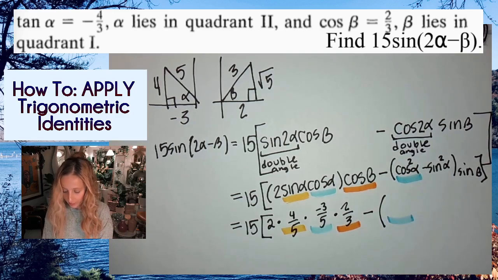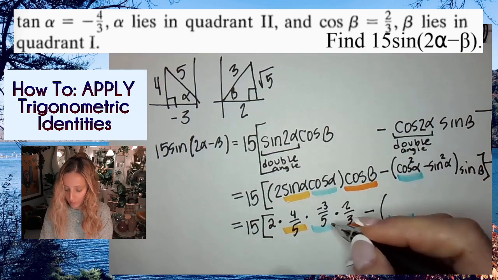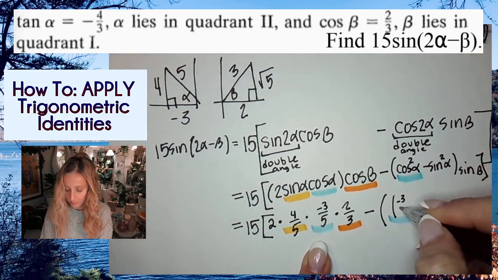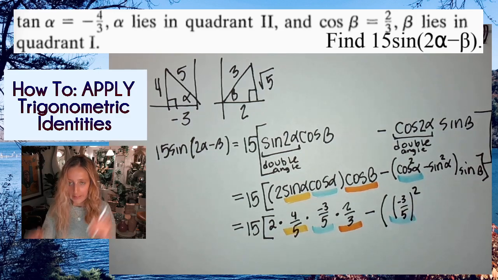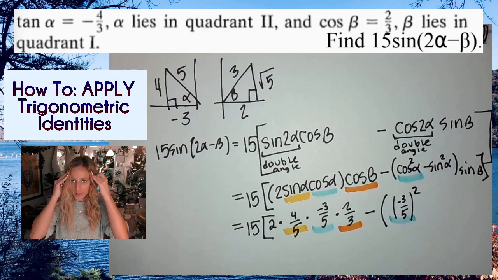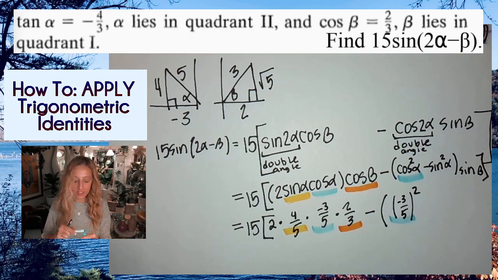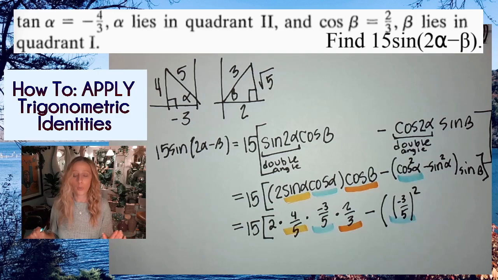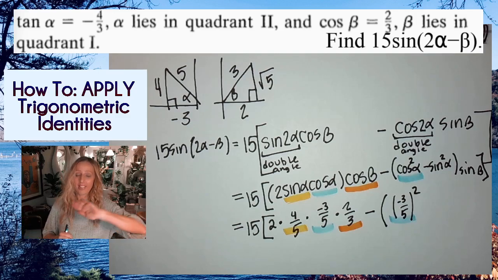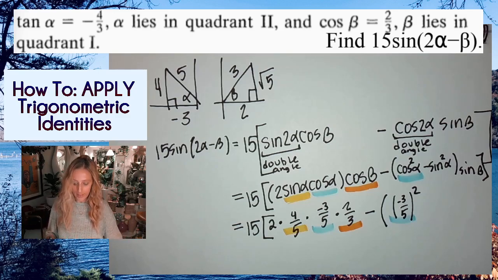cosine of alpha squared. Cosine of alpha was -3/5. It's going to be -3/5 in parentheses, then squared. It's going to be positive. You just understand, you are squaring the thing inside the parentheses. It's -3 times -3. It becomes +9. If the negative is not in the parentheses, or if there are no parentheses, you square the number and then multiply by the -1 after. Get it? Got it?